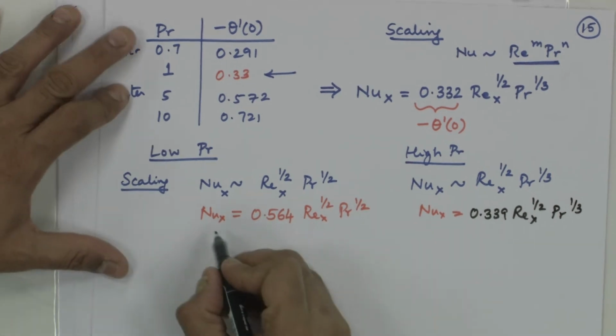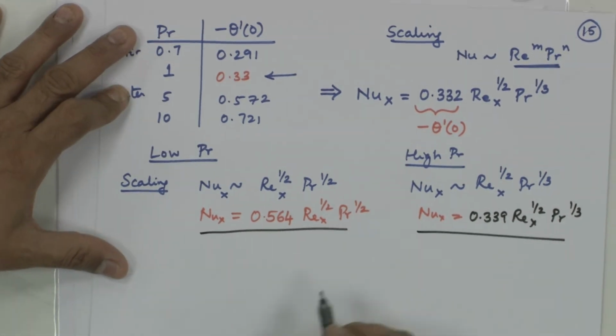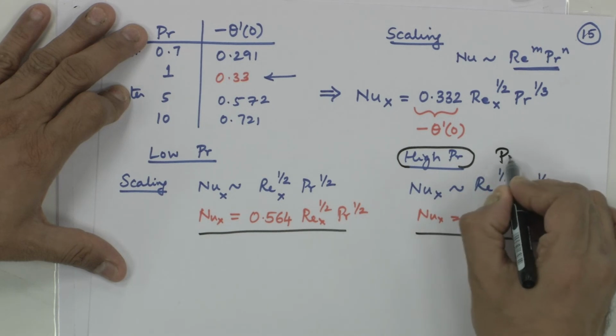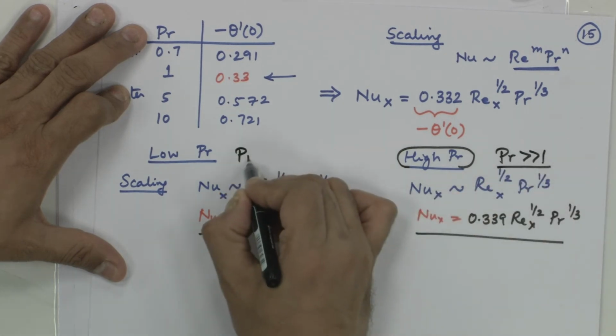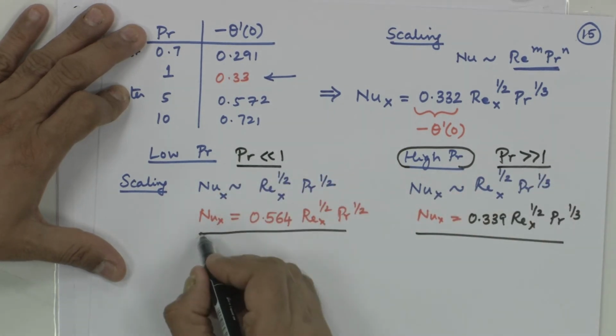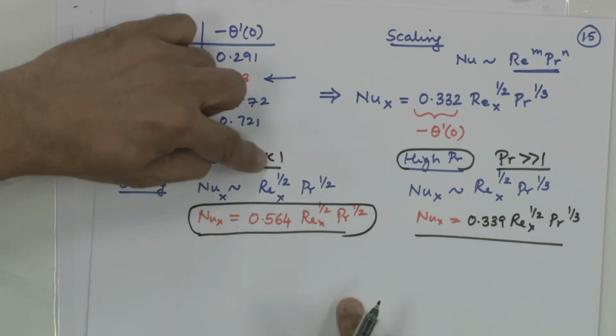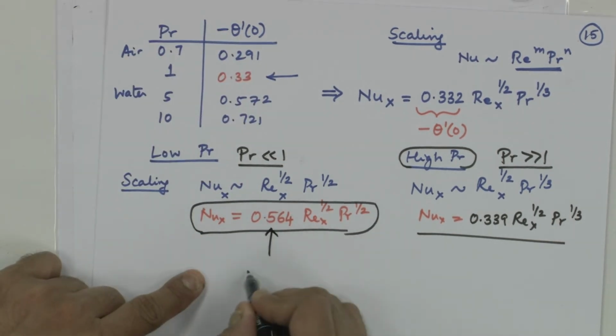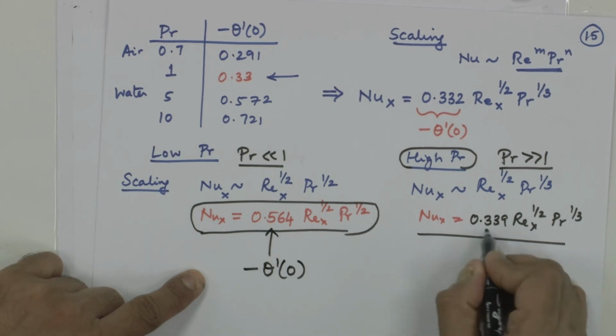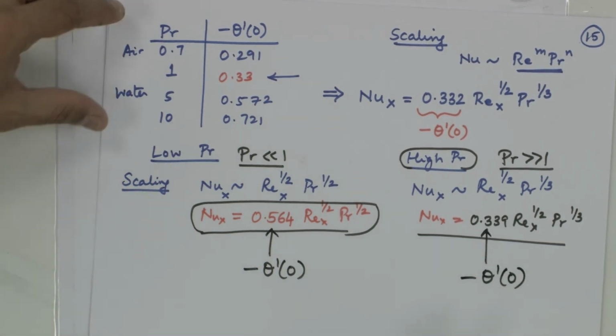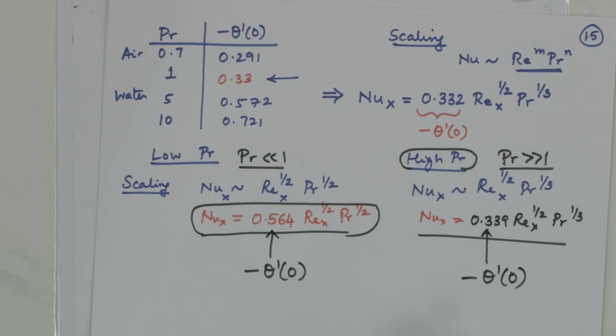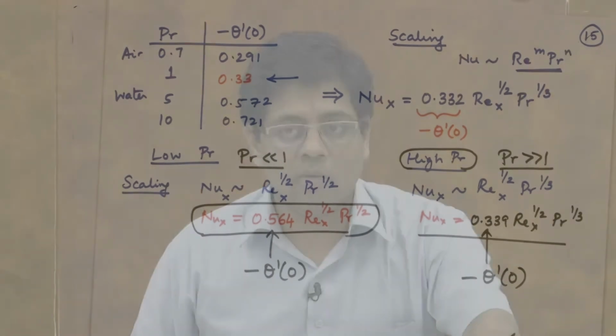And believe it or not, these are what you would see in textbooks as correlations for Prandtl number greater than 1, and correlations for Prandtl number less than 1. Scaling analysis gave me these powers. What I got as coefficients, which is minus theta prime of 0, was by running this solution using some Runge-Kutta algorithm or something like that in conjunction with the momentum equation.